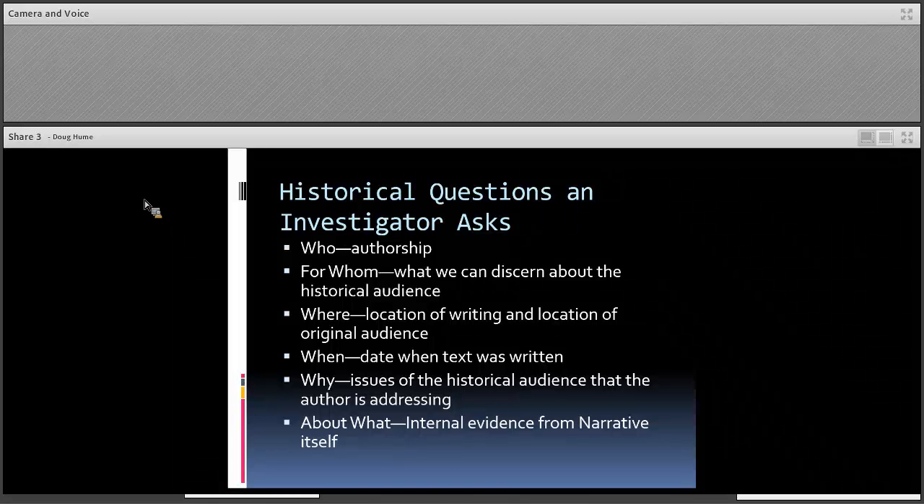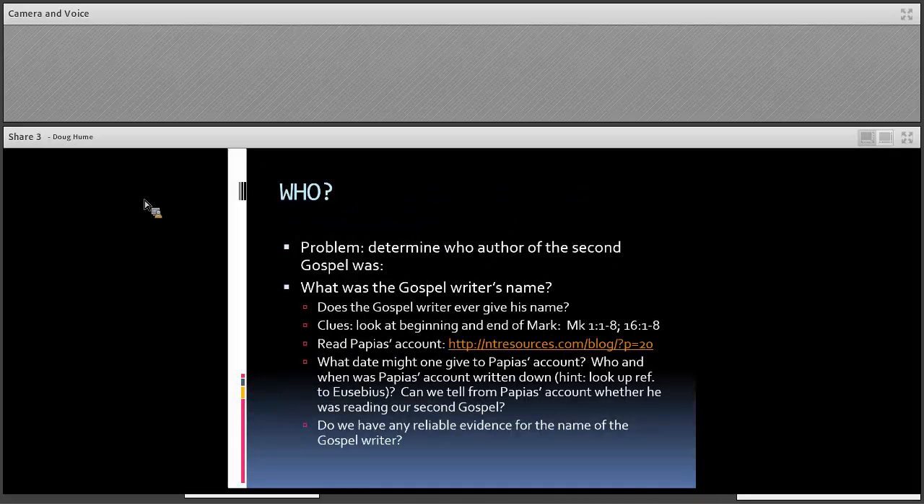So when we move, for example, to the question of who, the problem here, who should we determine the author of the second gospel was? Well, it's not such an easy question to resolve. One way that one might ask, in the primary source, does the author ever give his name?